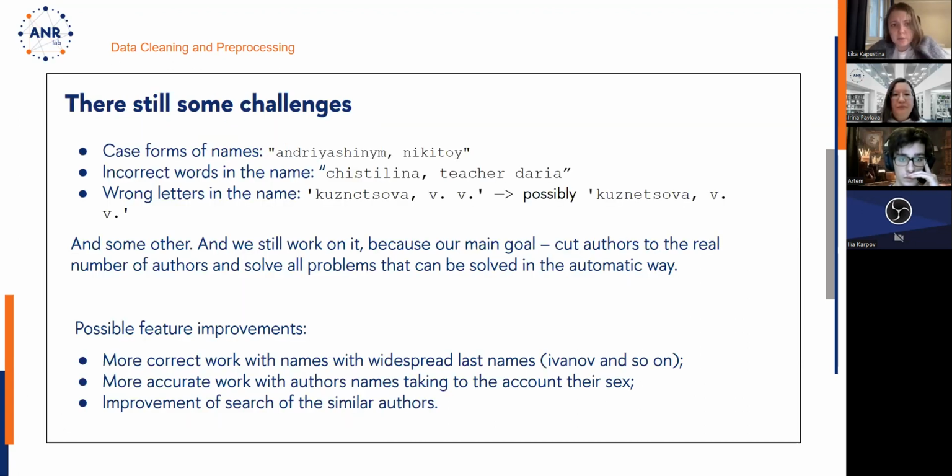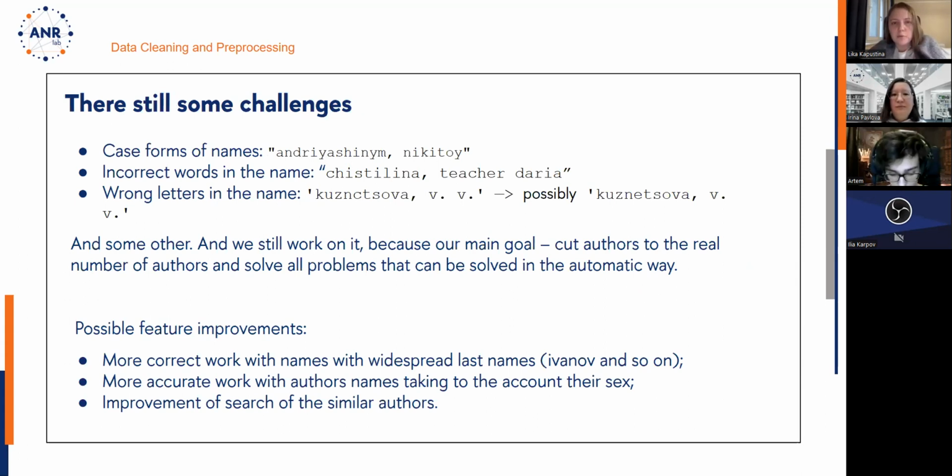Also, there are still some challenges that we need to work with. So first of all, it's case forms of names. For example, Andrushinim Nikitai, in Russian, the real normal case form is Andrushin Nikita. But here we have the case form of these names. That's not a really widespread problem, but it exists.